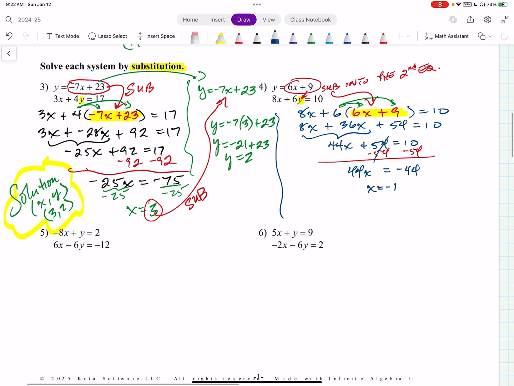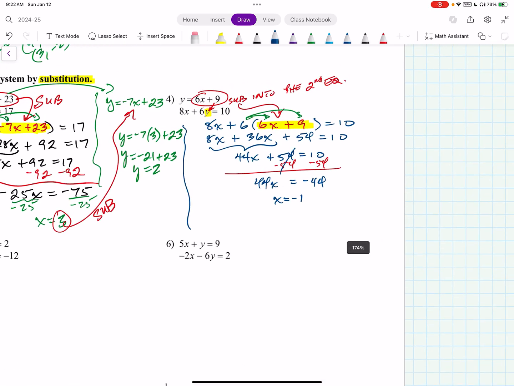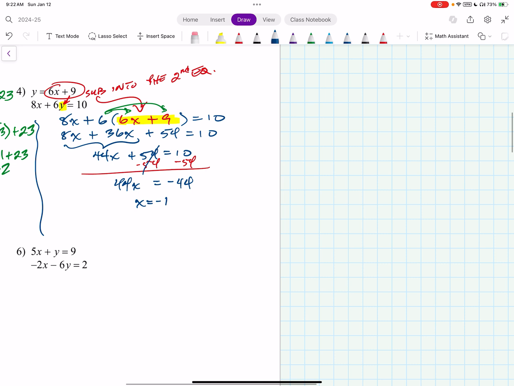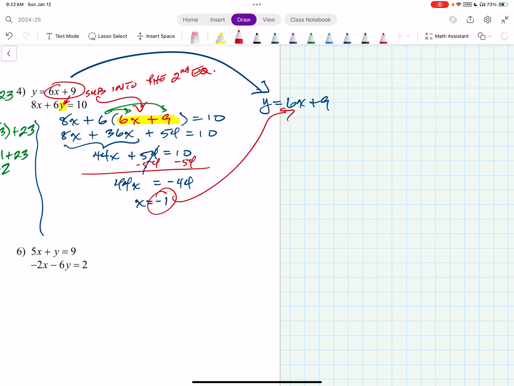And then you've got to solve for y. So let's go over here. I'm going to bring the other equation over here. The first one, I know y is equal to 6x plus 9. And so we want to take our value for x and substitute it in. Again, you're going to be using the substitution twice. Once you know x, you've got to find y, because solutions are ordered pairs.